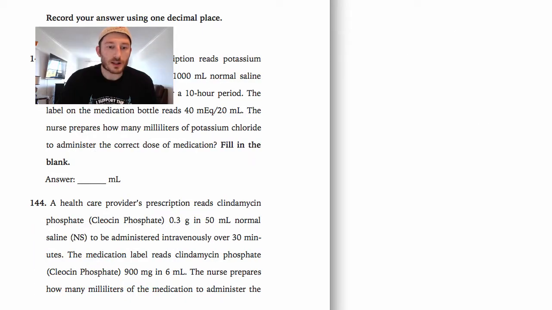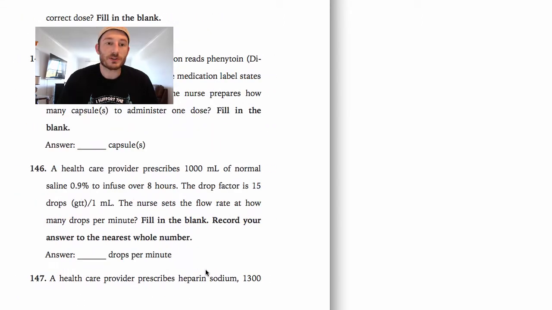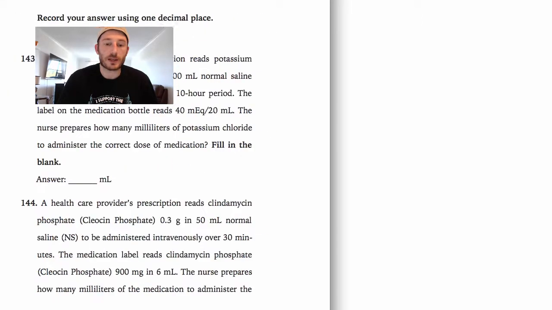All right, so this one says a healthcare provider's prescription reads clindamycin phosphate, 0.3 grams and 50 mLs normal saline to be administered IV over 30 minutes. The medication label reads clindamycin phosphate, 900 milligrams and 6 mLs. The nurse prepares how many mLs, so our answer has to be in mLs, of the medication to administer the correct dose? Fill in the blank.